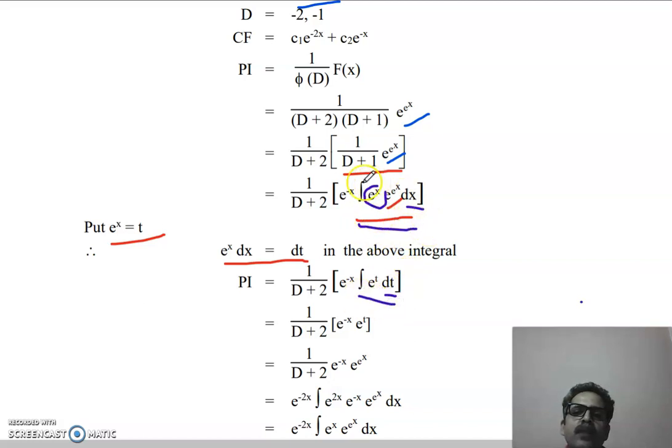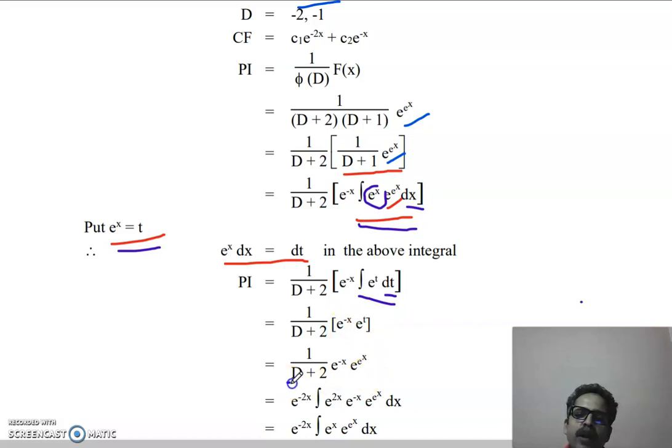This integral contains variable x. Using this substitution, the same integral we have converted into t's. This was a complicated integral, but now became a simple integral, e raised to t dt. And you know integration of e raised to t is e raised to t. You can put the value of t here. Like this, we have simplified the quantity in the square bracket.